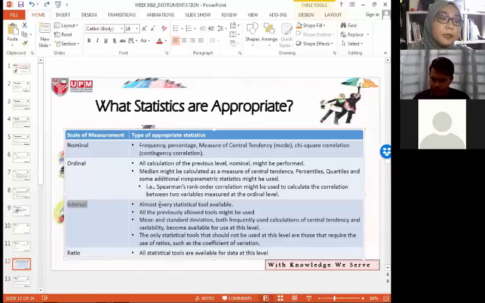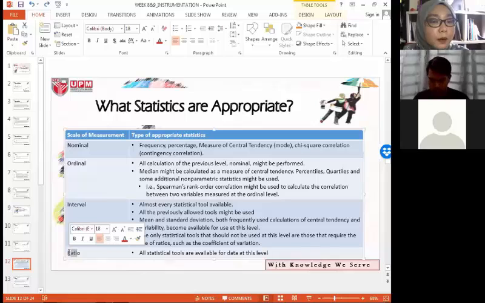Another example is temperature. Okay, for ratio, the example is very easy. It may relate to any value that ranges from 0 until infinity, negative infinity to infinity. It can be like that. So the ratio example is age.